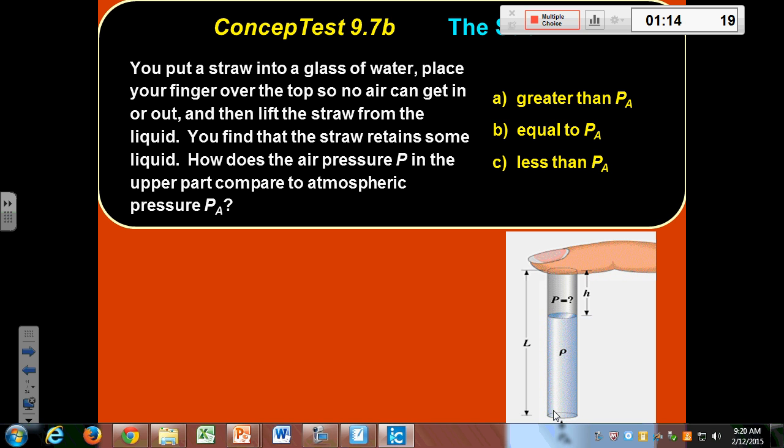Not many of you have put A, right? But A is not the right answer. Let me explain why A isn't the right answer, and then maybe that'll sway you into the right answer. If this pressure was greater than the atmospheric pressure, what would happen? It would force it out violently, right? It would be like spitting the water out of the straw. So A is not the right answer. So which is the right answer?